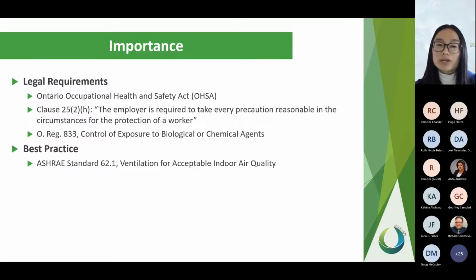And of course, we all want to strive for the best. So we may perform tracer gas testing to look at indoor air quality as a best practice and compare it to best practice standards such as the ASHRAE 62.1.